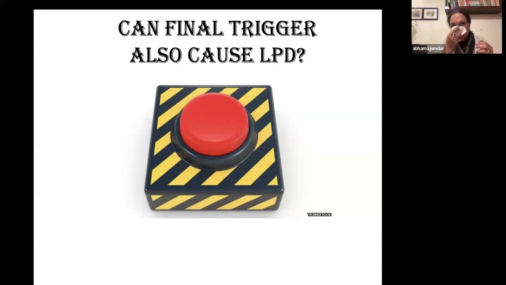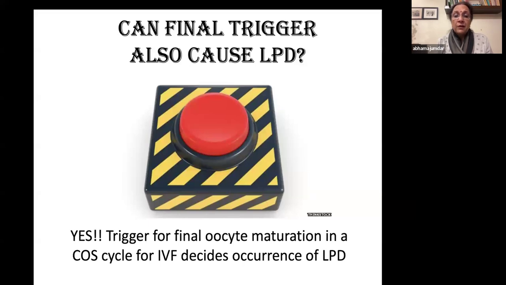Can the trigger also cause LPD? Trigger is the final release of LH surge, or something which simulates the LH surge. Yes, the trigger for final oocyte maturation in a controlled ovarian stimulation cycle for IVF decides the occurrence of LPD. And you all know that if we induce an LH surge of the pituitary by any drug like GnRH agonist, then we might get LPD again. Why? Because the LH surge is not sustained enough till day 6 or 7 of the luteal phase to support the endometrium, and two, the lysis happens very fast.